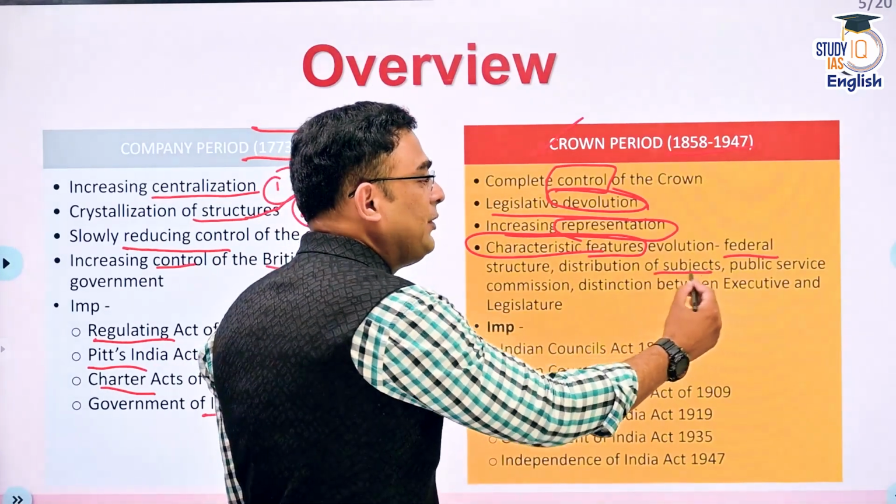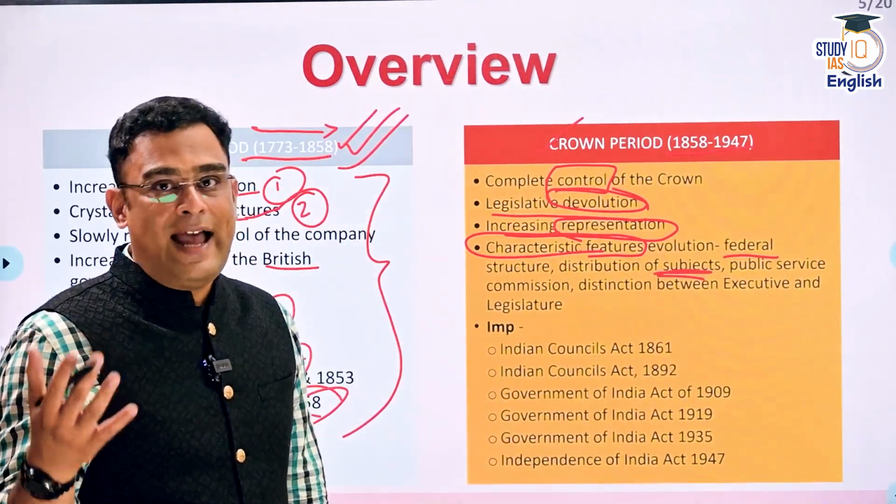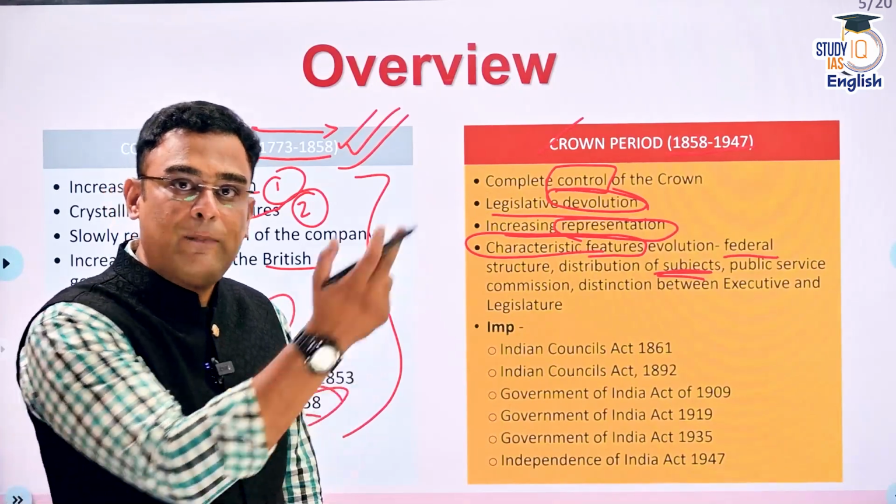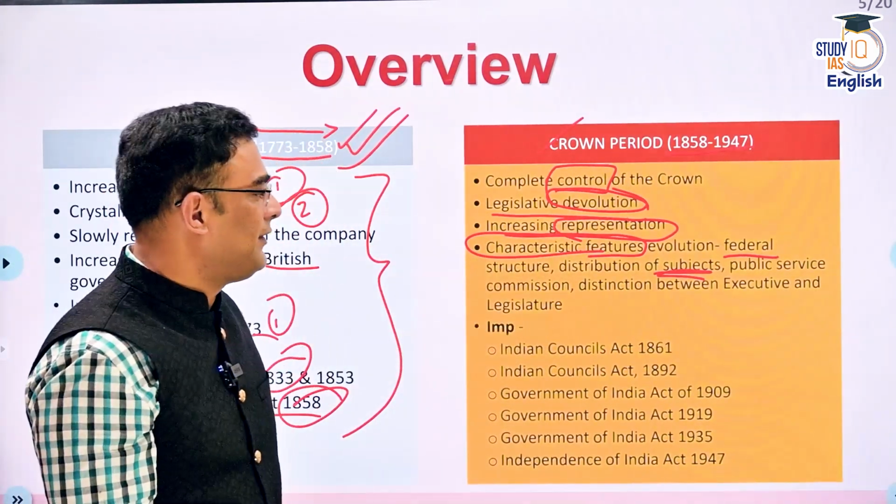Then idea of distribution of subjects. We have union list, state list, concurrent list. All of that is a consequence of this process.